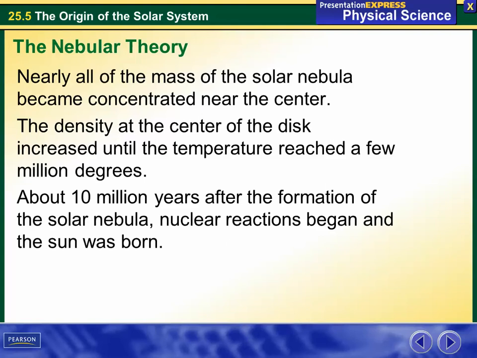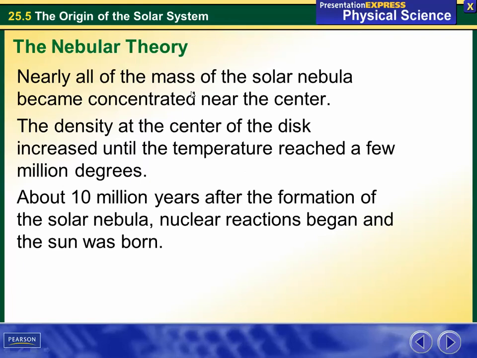So nearly all of the mass of the solar nebula became concentrated near the center. This density increased until the temperature reached a few million degrees, and about 10 million years after the formation of the solar nebula, nuclear reactions began and the sun was born. This kind of makes sense. We learned earlier on that the sun had 750 times more mass than everything else in the solar system combined.